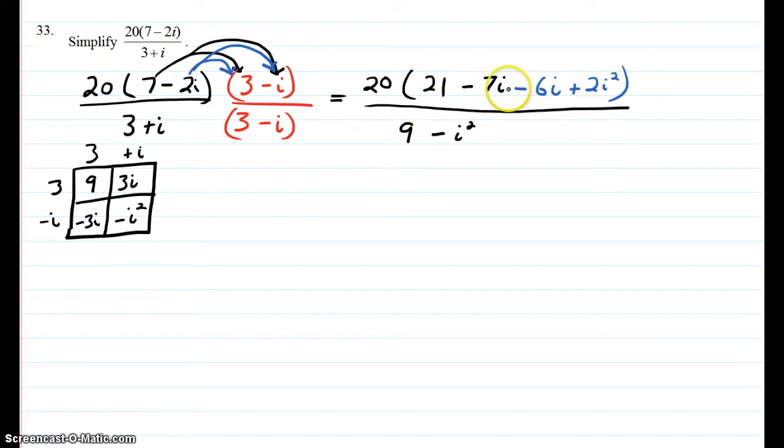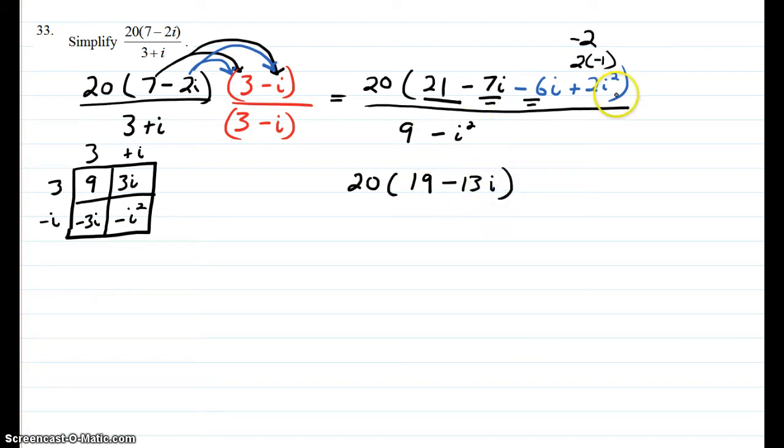Alright, we can clean this up a little bit here. Now remember that I squared equals negative 1. So this is going to be 2 times negative 1. So this is actually going to become negative 2. So it's going to be 20. And then this 21 minus 2 gives us 19. And now combine the negative 7i with the negative 6i for a negative 13i.